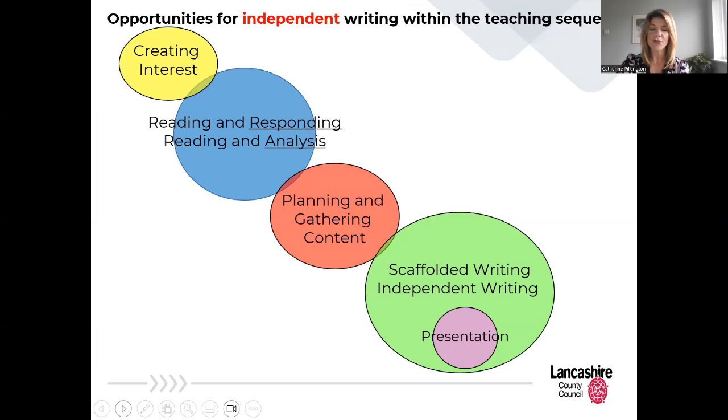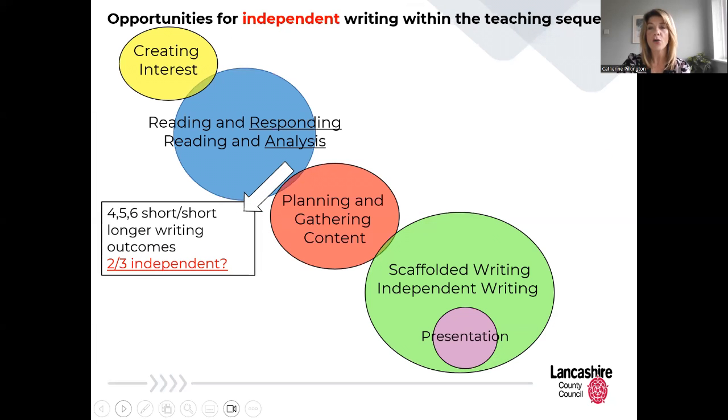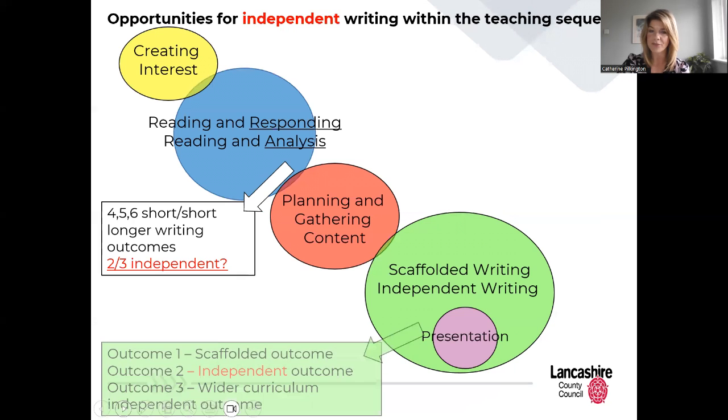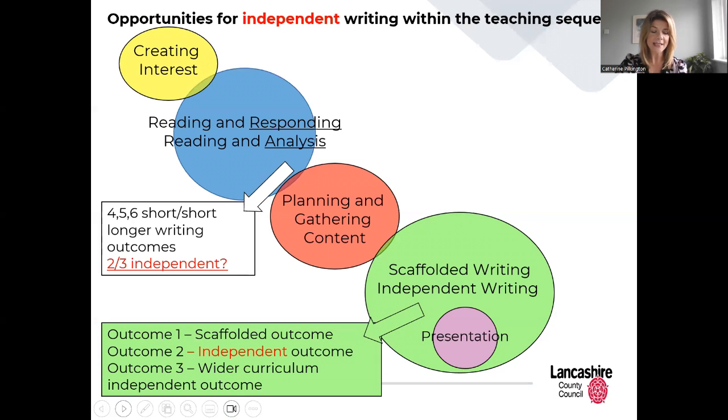As I'm sure many of you are aware, this is our teaching sequence. This is our model of best practice. Reading informs writing, underpinned by quality spoken language outcomes. What we are looking for along the way within our units are some shorter, independent writing opportunities for children. Each unit will culminate in some extended writing opportunities.